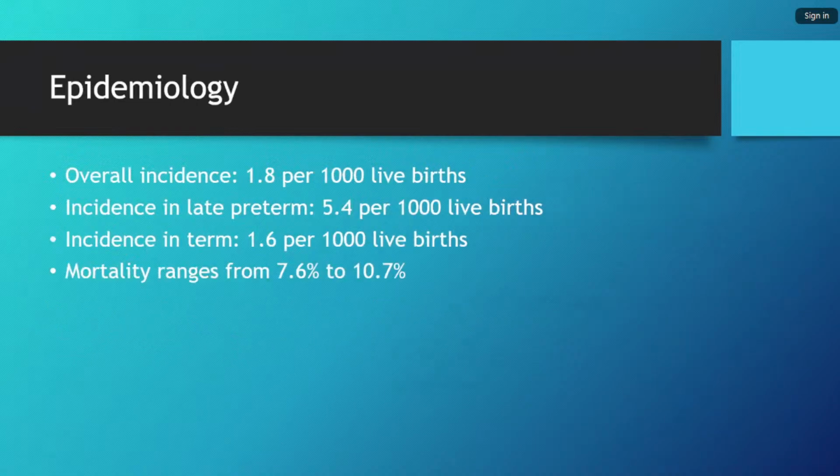Epidemiology. There is overall incidence of 1.8 per 1,000 live births. Incidence in late preterm is 5.4 per 1,000 live births, and in term, it is 1.6 per 1,000 live births. Mortality ranges from 7.6 to 10.7%, which is significant.